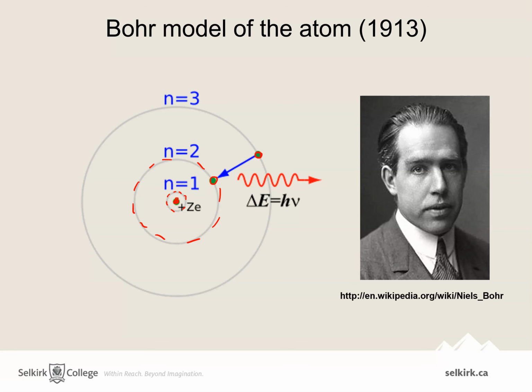Bohr didn't know why it couldn't be in between, and that puzzled him. But the data spoke to Bohr. The data said that if you could only get certain energy levels, you can have only certain transitions in your orbit.